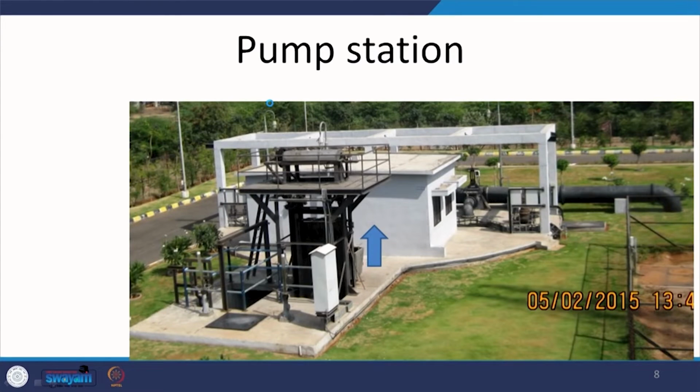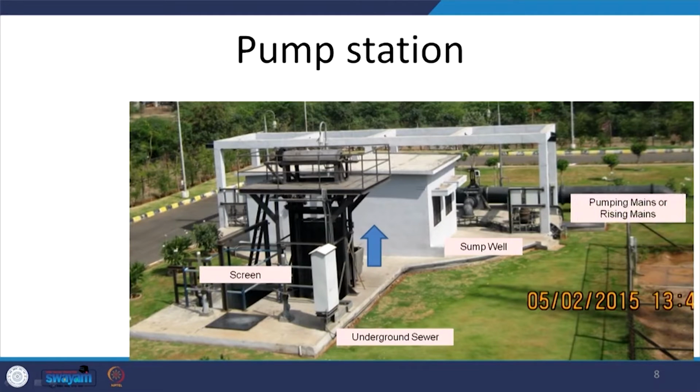So, pumping station, let us see what we have. This is the pumping station. Underground sewer is coming in, and these are the screens that we see, coarse screens typically before the pumping station, and then the sump well where the wastewater is being collected. I think you saw this in the video also, for the IIT Roorkee sewage treatment plant. And then you have probably the submersible pumps pumping the water up from the sump well into the pumping mains or rising mains. So, that is what we have, a pumping station.